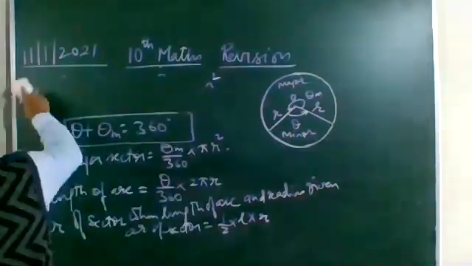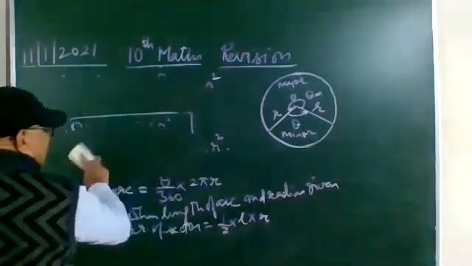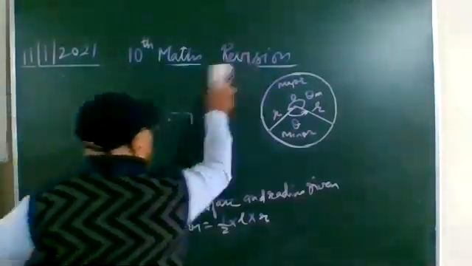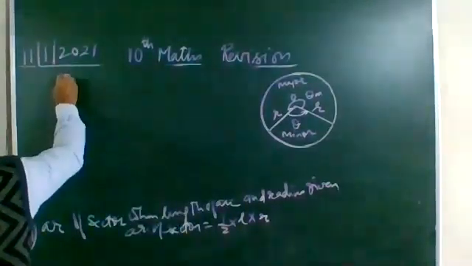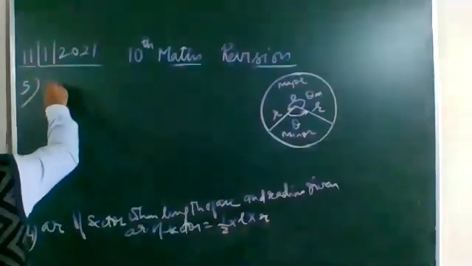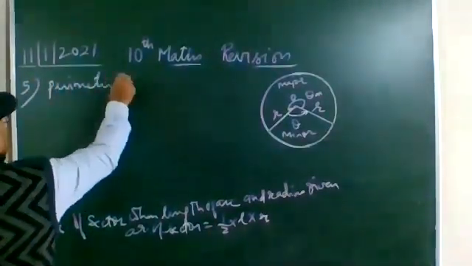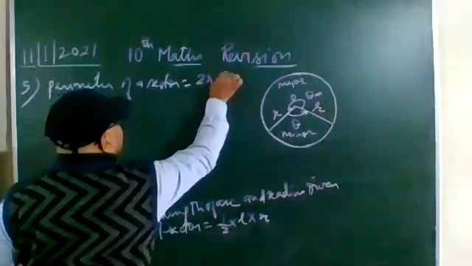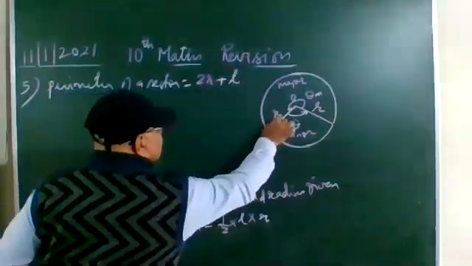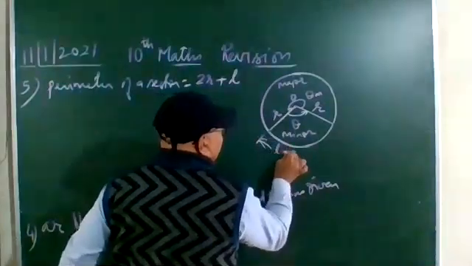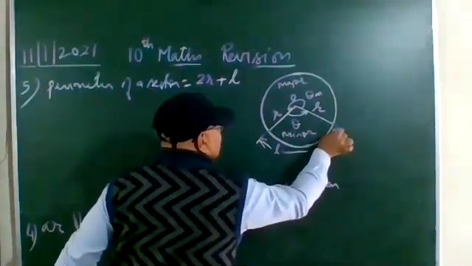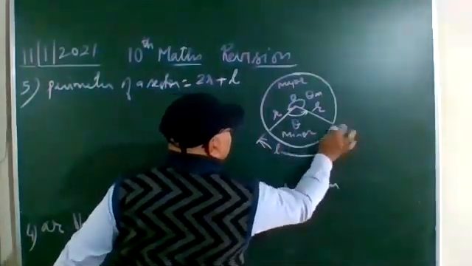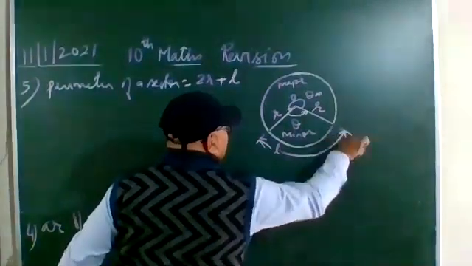If I ask you perimeter of sector, one more thing, perimeter of sector will be what? Perimeter of a sector is 2r plus L, because this is radius, and if I take this as theta, so you will get this as L. This is L. Perimeter of sector.